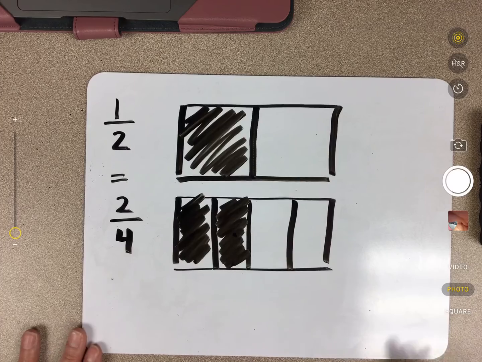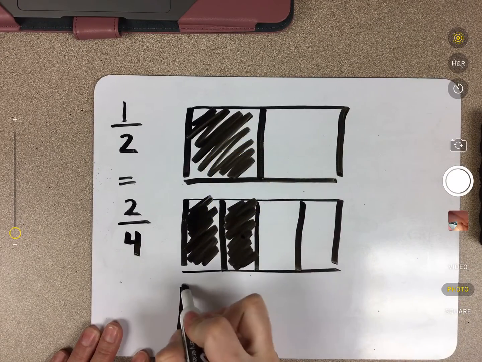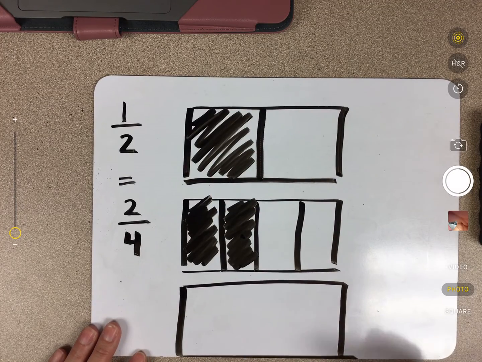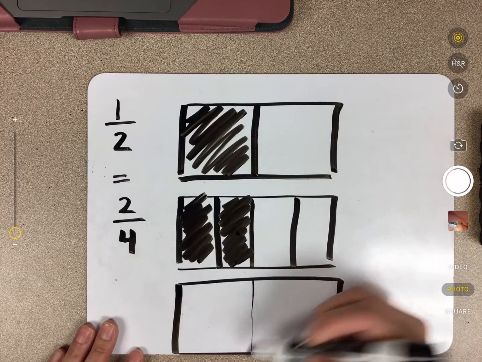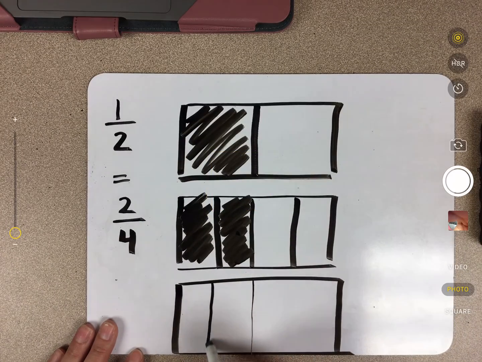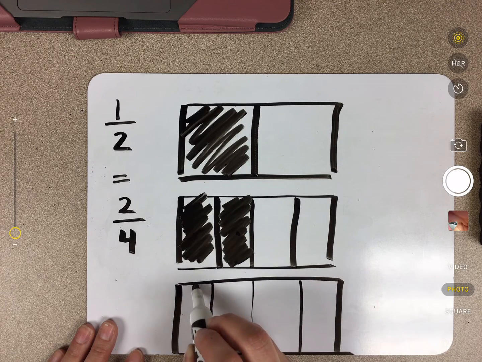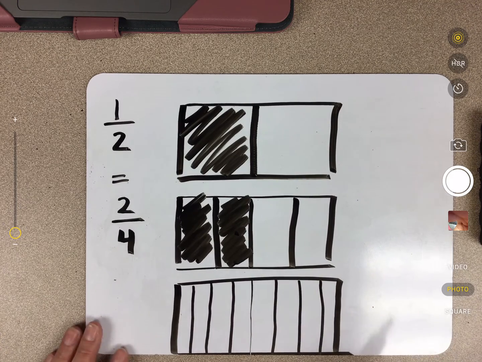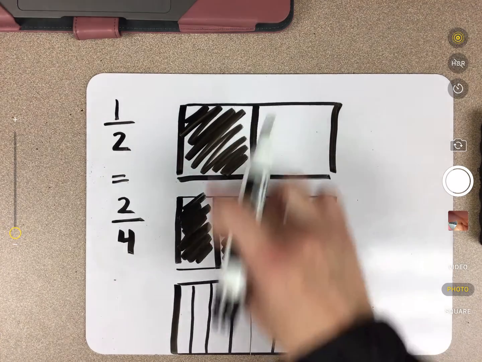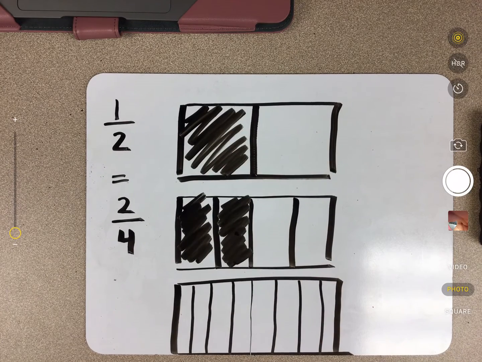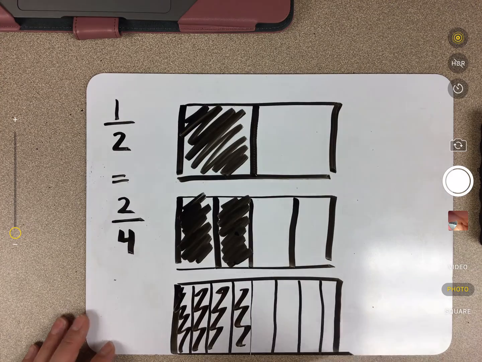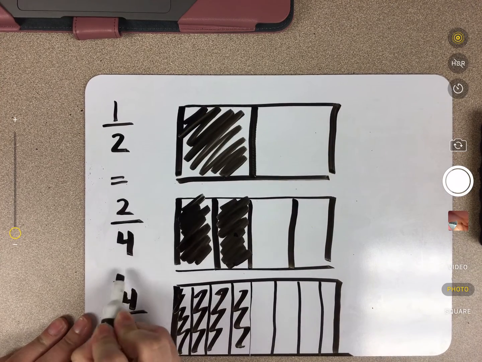And then, what happens if we draw one more rectangle? Try your best to make it equal. And we partition it into 8 equal parts. So we're going to partition it in half, each part in half again. And we're going to partition each part in half again to get 8 parts. And then how many parts would I shade for it to be equal? I would shade 4 boxes. And then I would have 4 of my 8. So I would write 4/8.